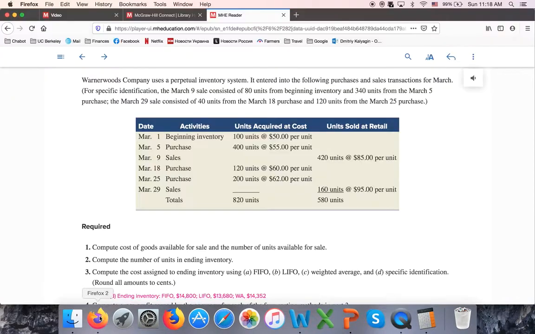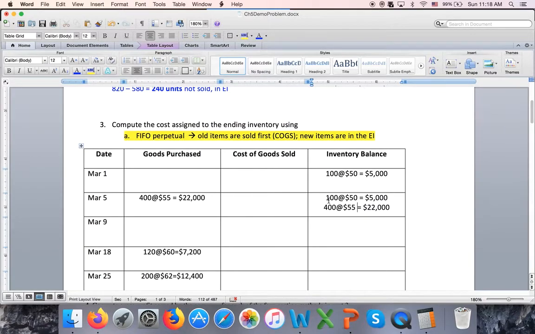On March 9th, I sell 420 units. Ignore this price. The question is, which 420 units, right? So I have to sell FIFO, first in, first out. So I start with the top layer. So I'm selling 420 items. Which ones? I sell all 100 old items, and I sell 320 of the newer items. So how many of the $55 items do I have left? I have 80 items left. 400 minus 320 equals 80.